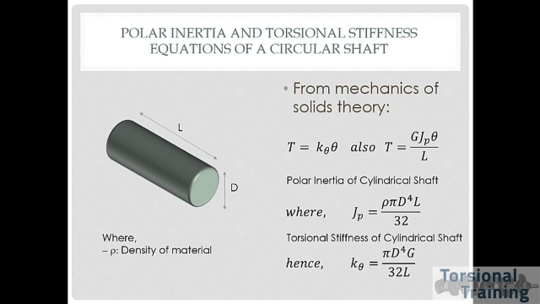But moving on, a very important concept in torsional analysis is being able to calculate the polar inertia of a shaft and the torsional stiffness of a shaft. So from classic mechanics of solids theory, your torque is equal to your torsional stiffness times your angular displacement, which is also equal to shear modulus multiplied by the polar inertia times the angular displacement divided by the length of the shaft. And your polar inertia is equal to your density of the material multiplied by pi multiplied by the fourth power of the diameter multiplied by the length divided by 32.